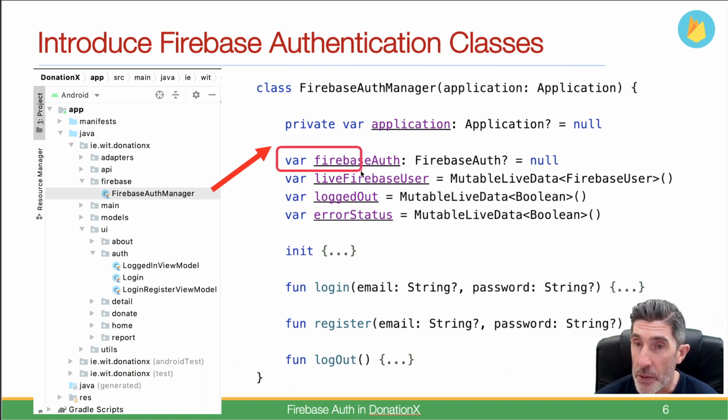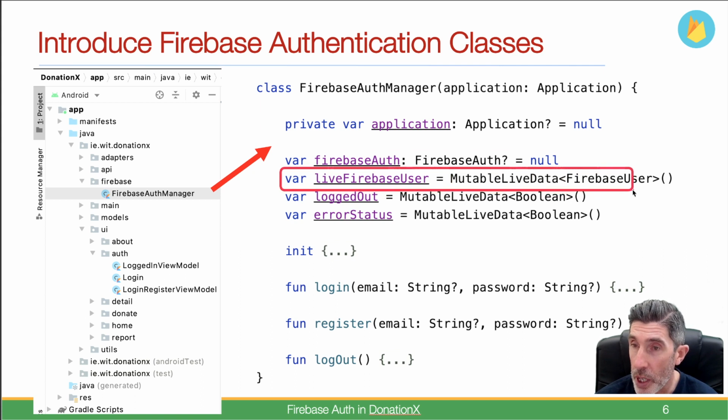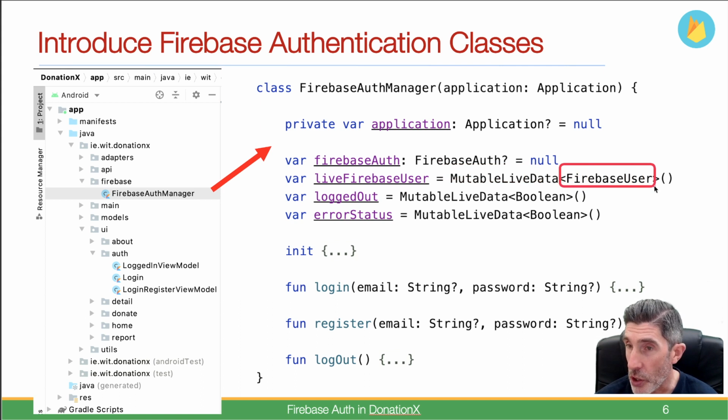We also have a Firebase Auth instance, which we're going to get from our Firebase console. We're going to keep track of a live Firebase user. This is what we're going to observe within our view model, but this is the approach we're taking. We're going to keep it a little bit separate, and have another instance which ties into this Firebase Auth Manager inside our view model. You can see there's mutable live data of type Firebase user. This is a type coming from the Firebase SDK itself.